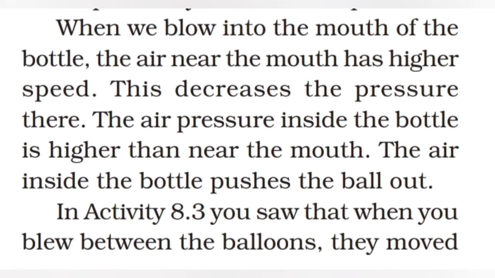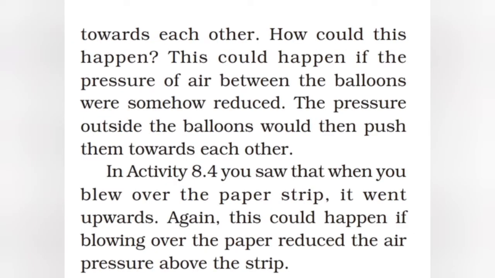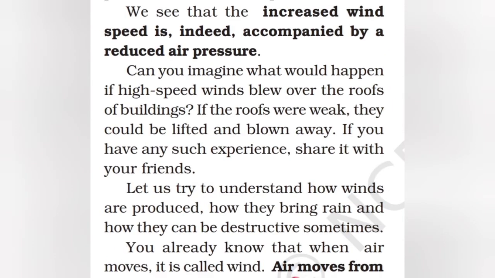In activity 8.3, you saw that when you blew between the balloons, they moved towards each other. How could this happen? This could happen if the pressure of air between the balloons were somehow reduced. The pressure outside the balloons would then push them towards each other. In activity 8.4, you saw that when you blew over the paper strip, it went upwards. Again, this could happen if blowing over the paper reduced the air pressure above the strip. We see that the increased wind speed is indeed accompanied by a reduced air pressure.